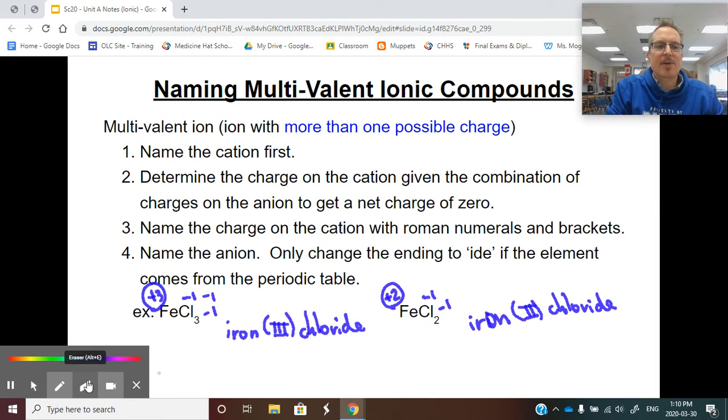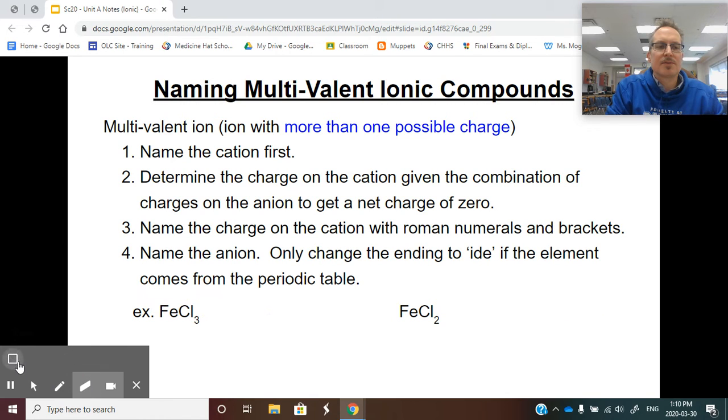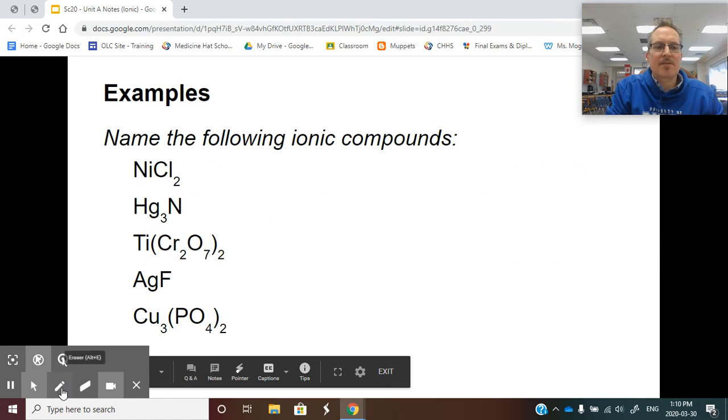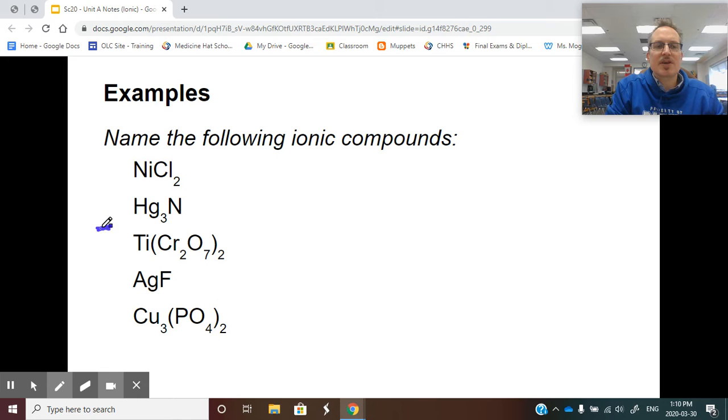Okay, let's clear this page. Let's flip pages. And let's do 2 more examples, you and me, and then I'm going to have you push pause and do these 3 examples by yourself before you check your work.